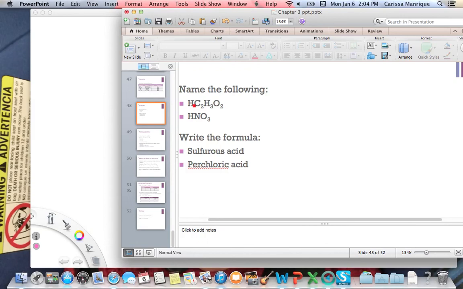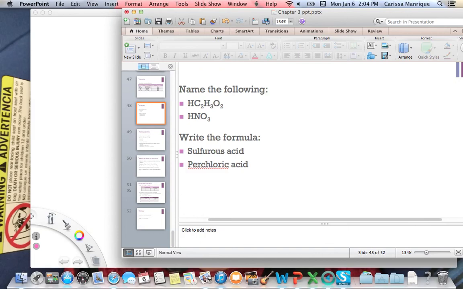So if you see an H in front of a name or in front of a compound, that means it's an acid, and you need to convert it to its acid name. So look at what is called the polyatomic. If it ends in -ate, ATE, then its acid name is going to end in -ic acid. If it ends in -ite, ITE instead, its acid name will end in -ous acid, OUS acid.